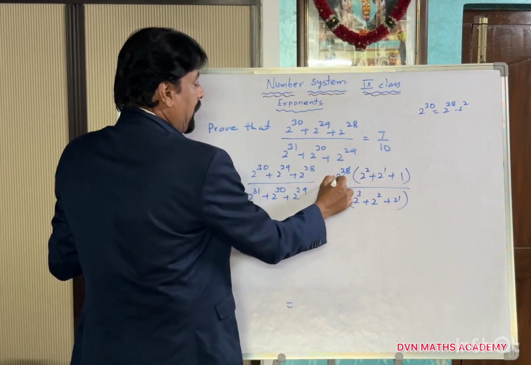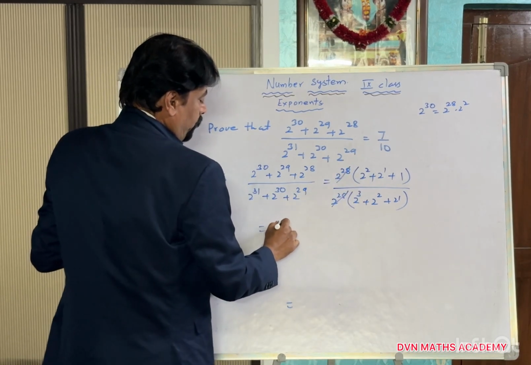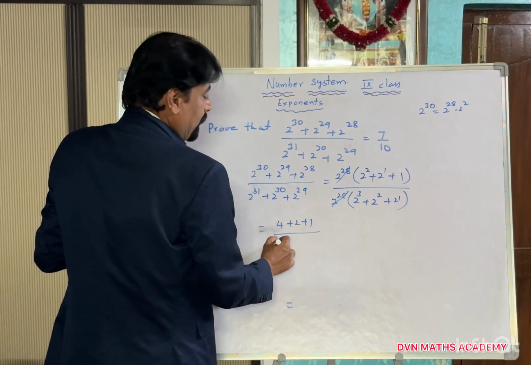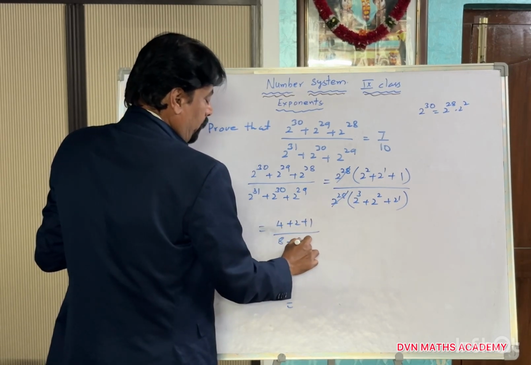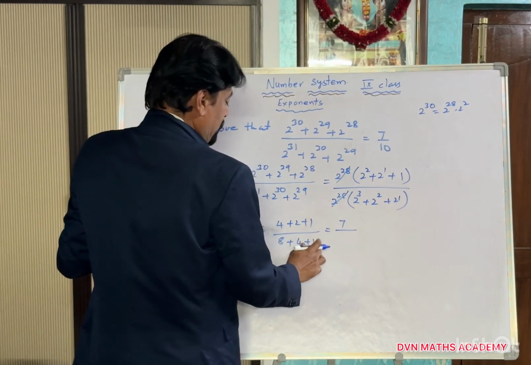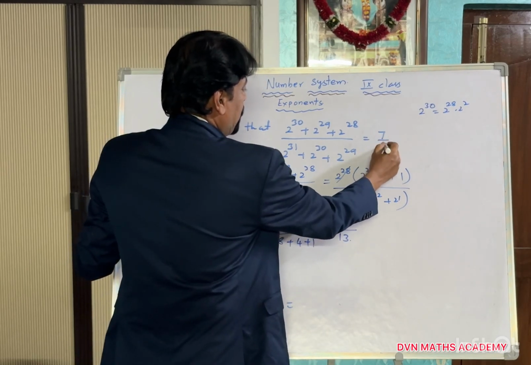So these two will be cancelled. Now my answer is 2 to the power of 2 is 4 plus 2 plus 1 by, this is 8 plus 4 plus 1. This becomes 7 by 8 plus 1, 9, 9 plus 4, 13. So actual question is 7 by 13.